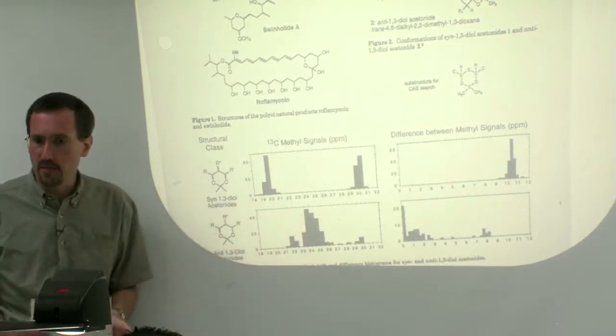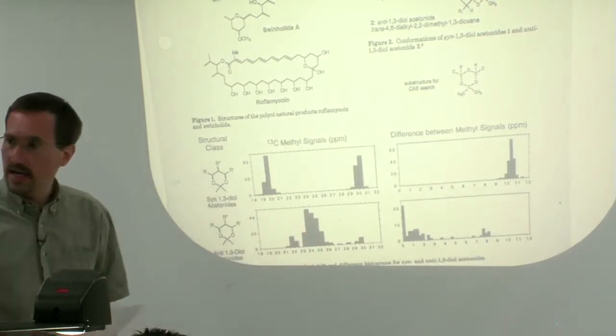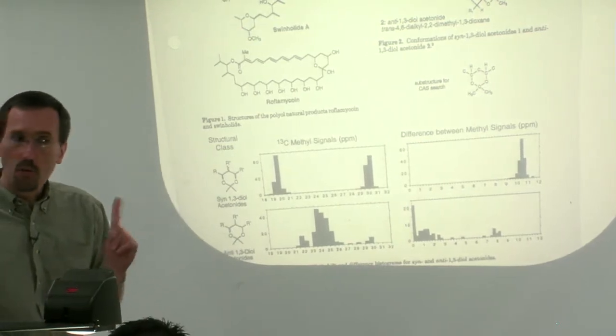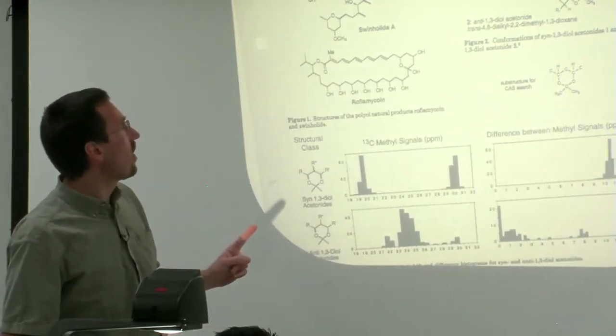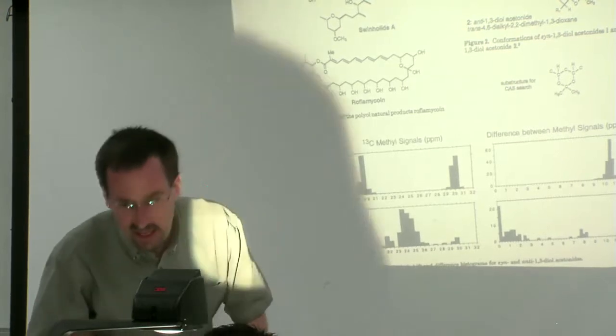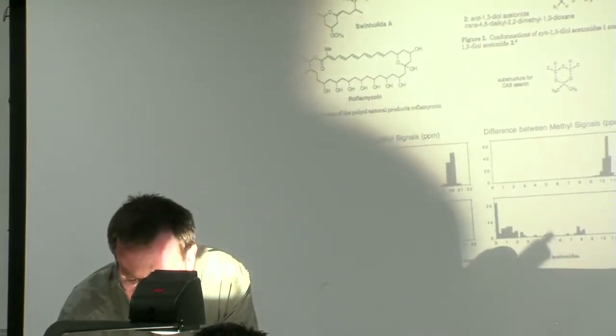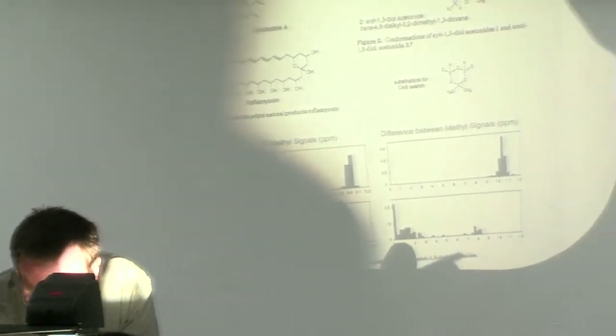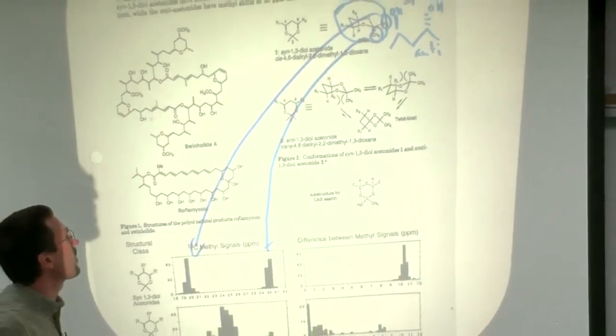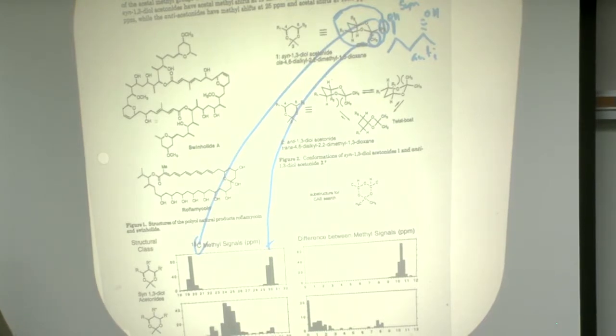That's extremely valuable. Why does this occur? It's that gamma effect again. When you make the syn-diol, you end up with a chair. And in that chair, one of your methyls is axial and one of your methyls is equatorial. And remember, the axial one gets steric compression, so it is shifted upfield. The equatorial one doesn't get that steric compression, so it's shifted downfield.